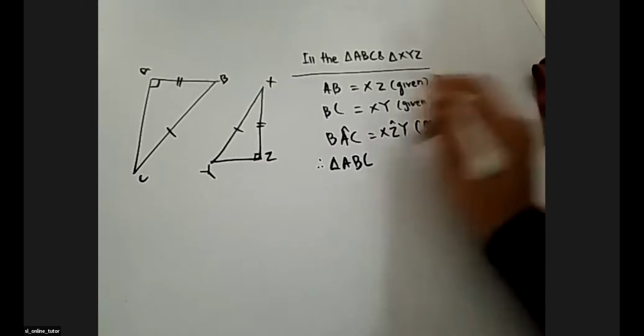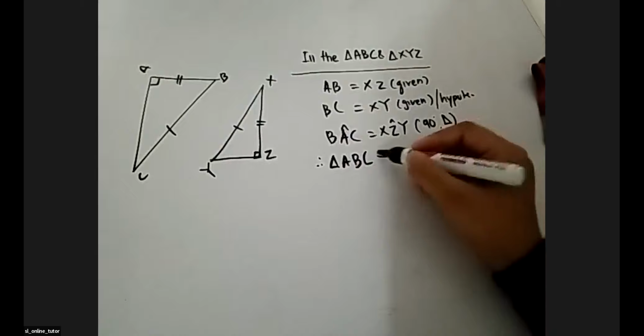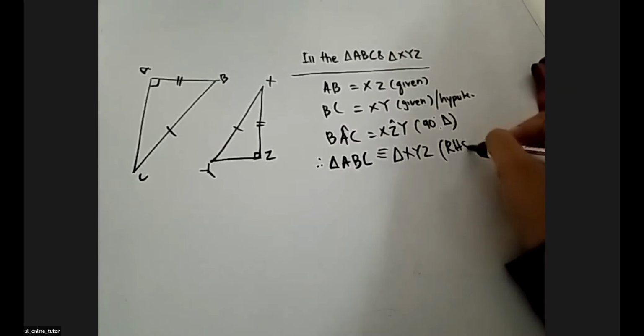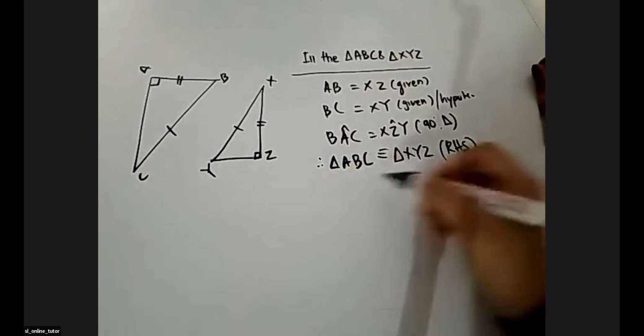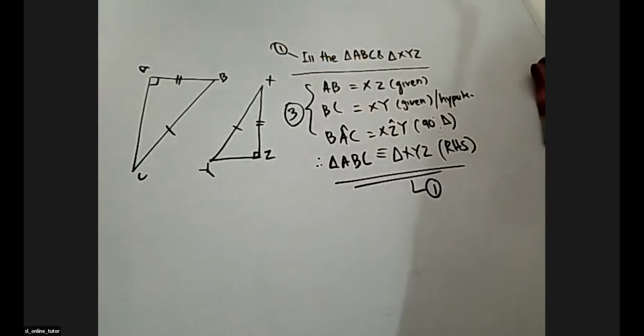For the BC equal XY, I wrote hypotenuse. Is it okay? Yes, that's also good. Already given, or you can write hypotenuse. So what is this case now? RHS. Yeah, very good. It's not SAS, it is RHS. These steps should be written. So for writing this one with the case, you are getting 1 mark. For writing this data properly, you get 3 marks. And for writing this one, you get 1 mark. So altogether, 5 marks for the fourth question.